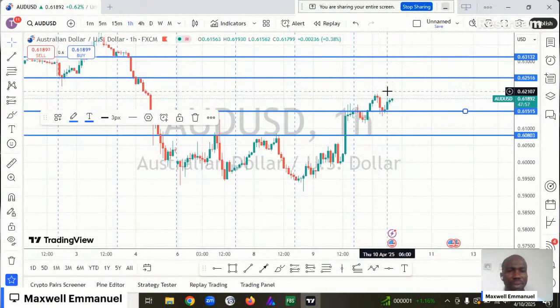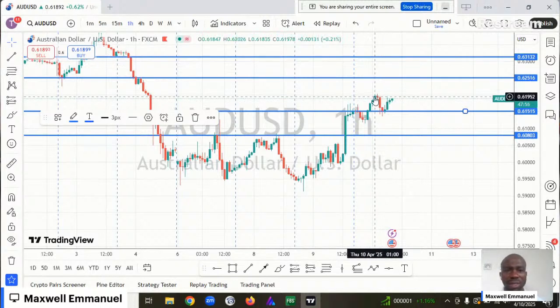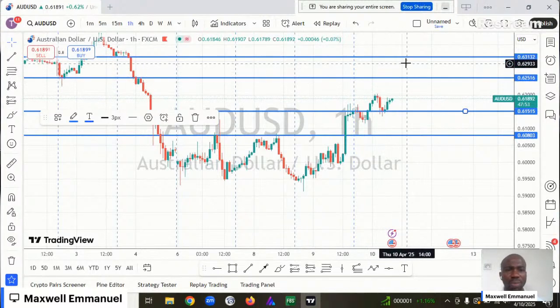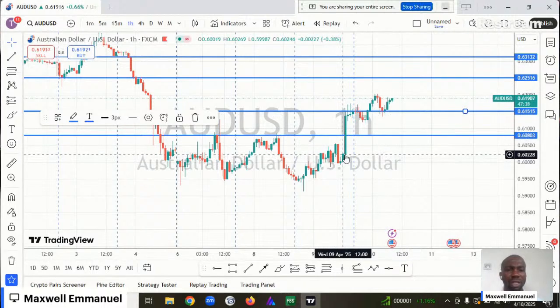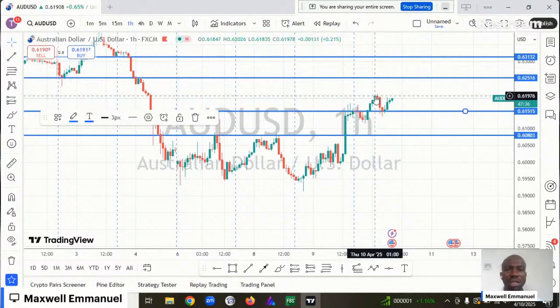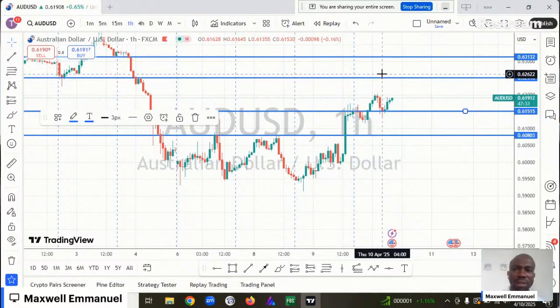If it breaks this resistance, then we should expect more buys. And if the data comes out positive for the dollar, we should expect more sells if price breaks this support. So this fair value gap is created here. But if it breaks out from this resistance, then we should expect more buys on Australian dollar USD. I hope that is clear.